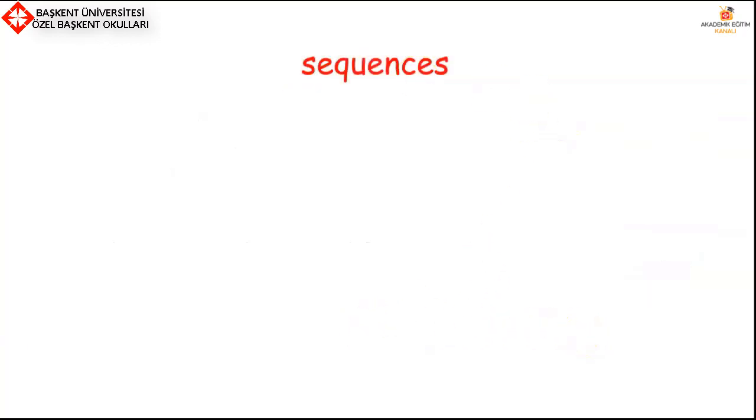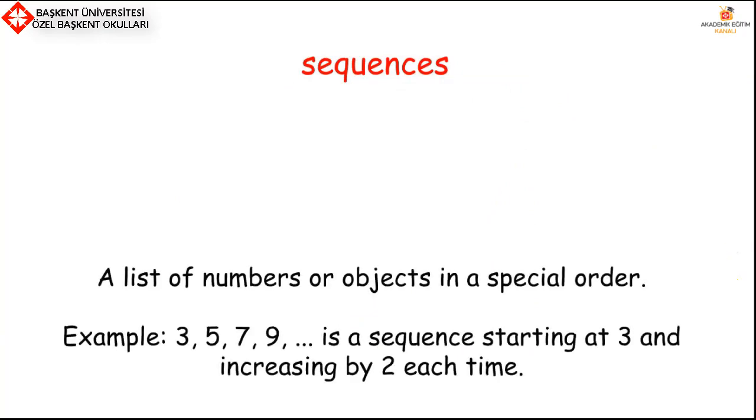The next word is sequences. It's a list of numbers or objects in a special order. For example, 3, 5, 7, 9 is a sequence starting at 3 but getting bigger by 2 each time.